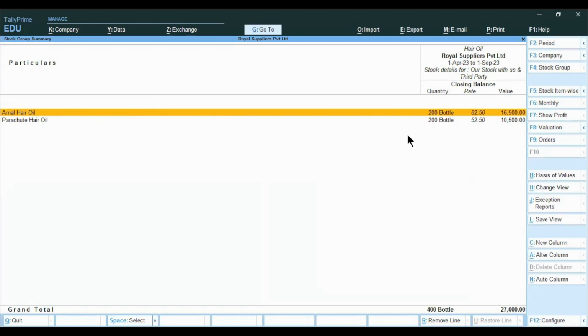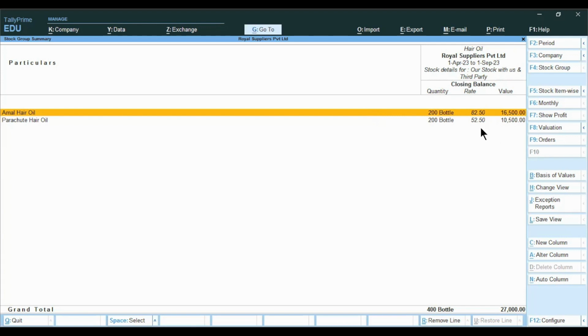And how is it calculated? Total bottles purchased were 400 and total freight expense was 1000. So 1000 divided by 400 comes to 2.50. So the 2.50 rate will get added to the rate of that particular hair oil bottle. So 80 rupees was the rate of amla hair oil, and with 2.50 added, the costing of that bottle is now 82.50. Same way, parachute hair oil was purchased for 50 rupees, added 2.50 as freight per bottle, and now the cost of the goods is 52.50.